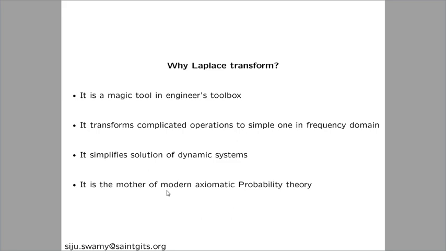The fourth property is mathematically very important. It is the mother of modern axiomatic probability theory. Actually, expectation is the base of probability theory. Expectation is calculated as an integral of x into its probability mass function. Actually, this probability mass function is a kernel which satisfies some normalization property and non-negativity property. And so the Laplace transform is the base of modern probability theory. In all these ways, we cannot exempt the Laplace transform from our study.